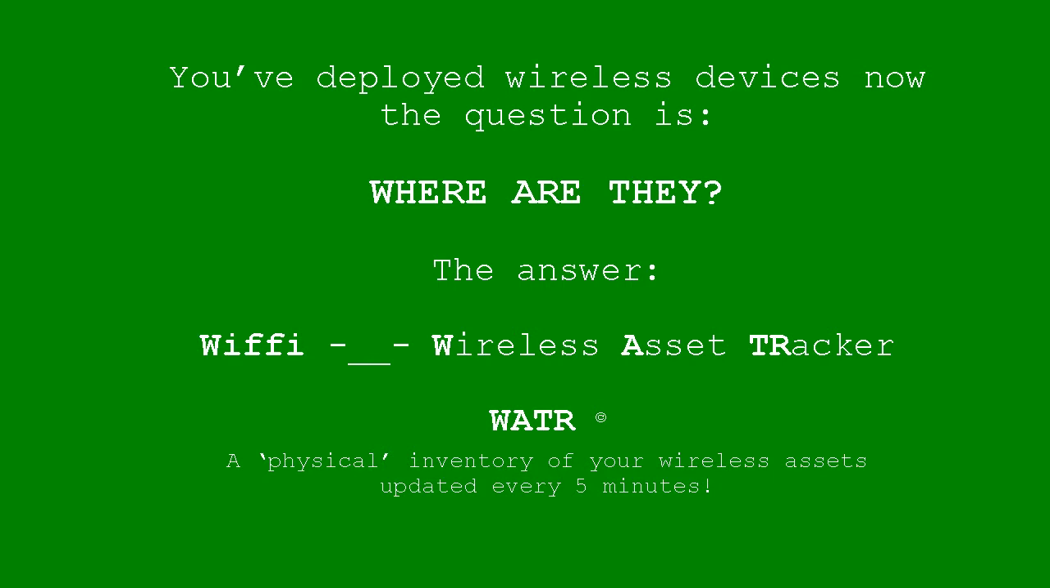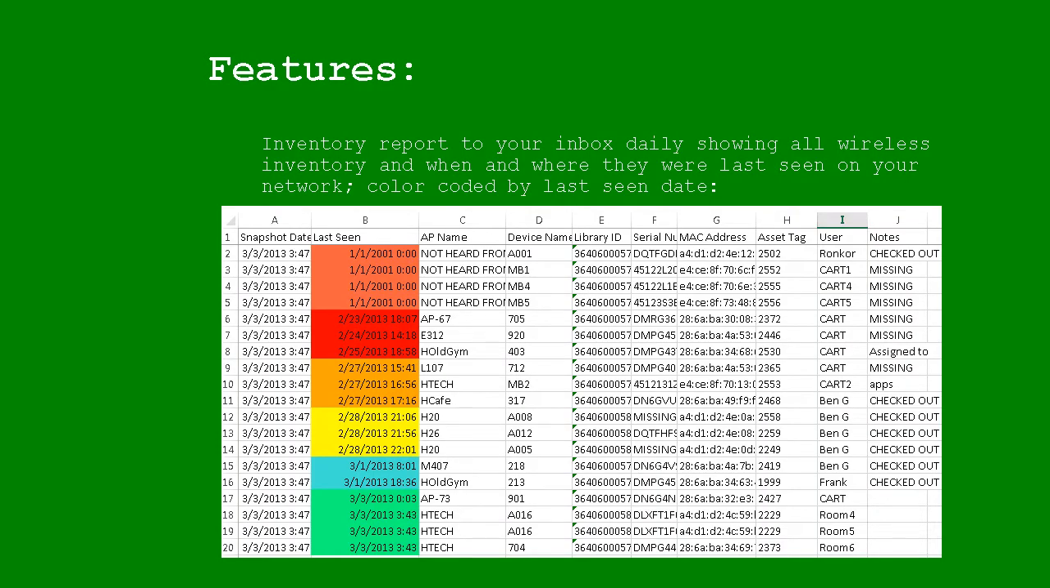Wiffi Wireless Asset Tracker is like having a physical inventory of your wireless assets, and it is updated every 5 minutes. What you see here is part of a report that is generated daily and sent to your inbox, or you may actually create this manually. It shows when the snapshot was taken, when and where your inventory was last seen on your network, and other items you may have in your inventory spreadsheet.